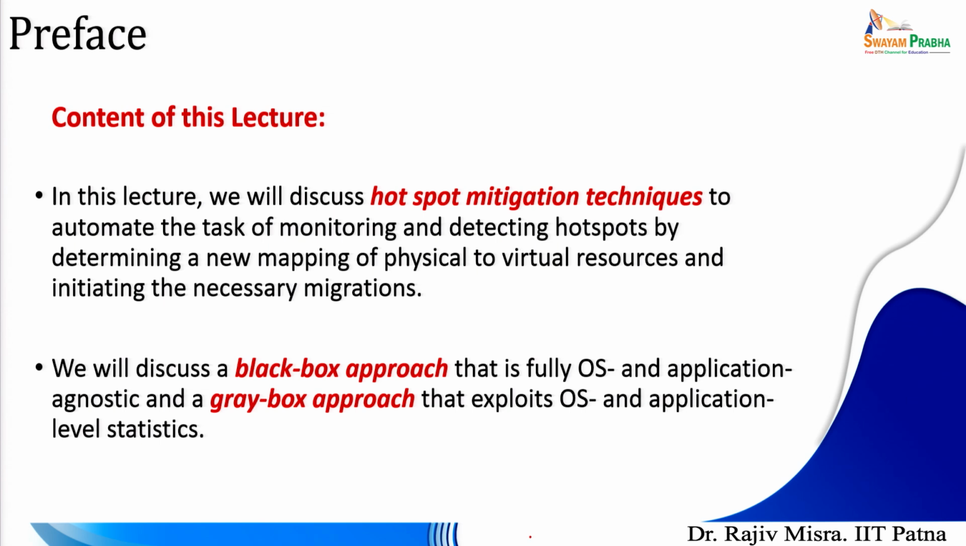In this lecture, we will discuss hotspot mitigation techniques that are used in virtual machine migration, that is VM migration, to automate the task of monitoring and detecting the hotspots by determining the new mapping of physical to virtual resources and initiating the necessary migration. We will discuss a specific technique called a black box approach, that is fully operating system and application agnostic, and a gray box approach that exploits the operating system and application level statistics.